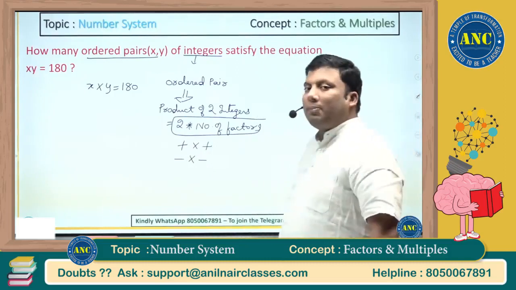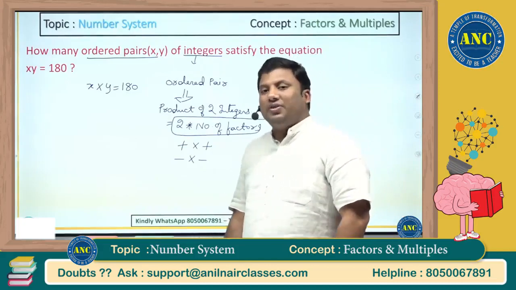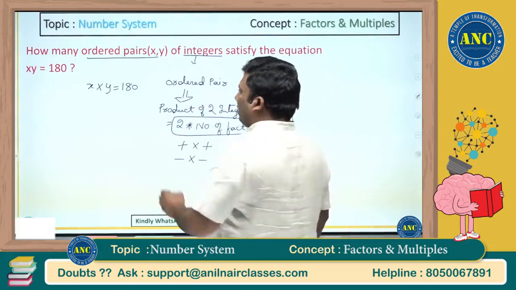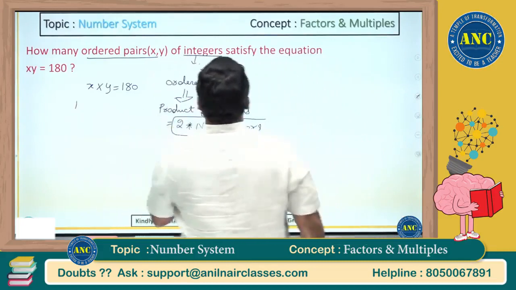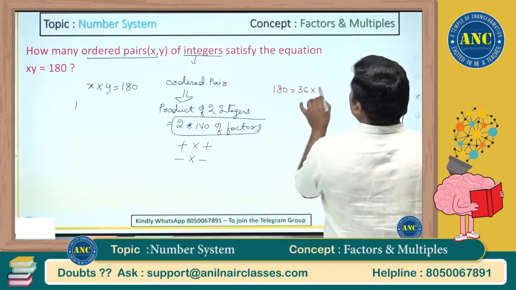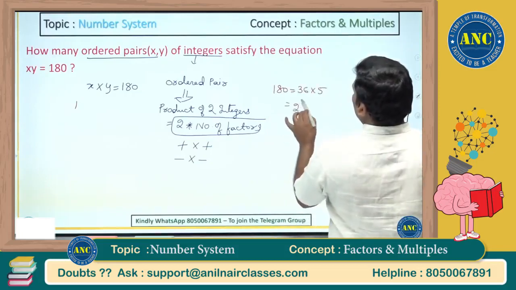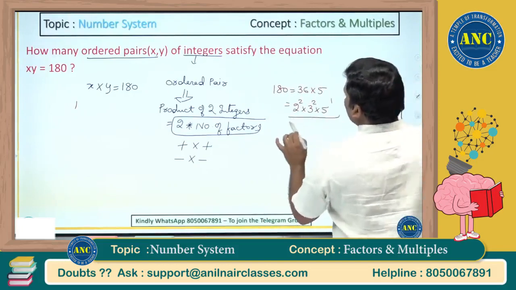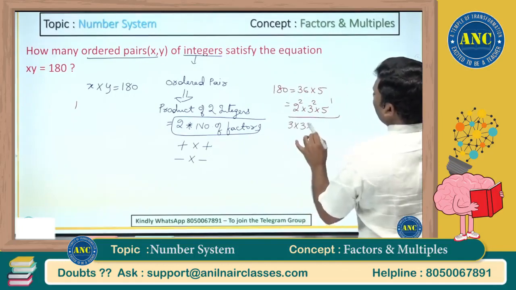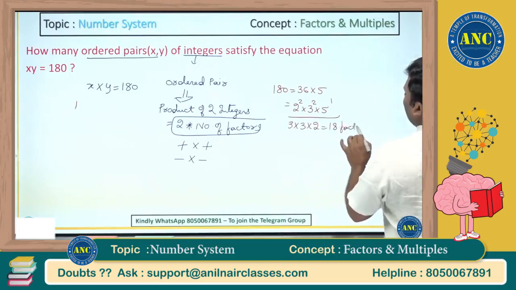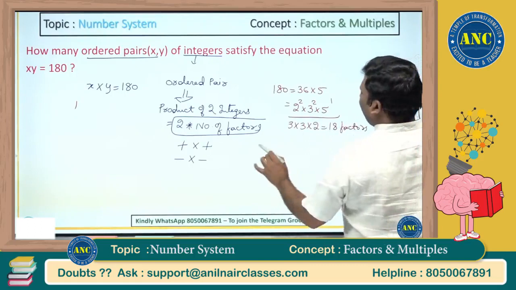Till now we have solved for positive integers. Positive integers are natural numbers. Here it is integers. So 180 is given by 36 into 5, which is 2 square into 3 square into 5 power 1. So 3 into 3 into 2, a total of 18 factors are there. 2 times the number of factors.